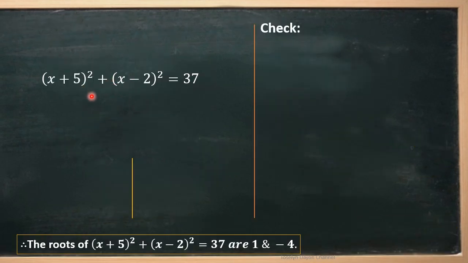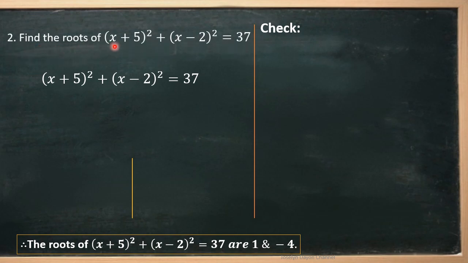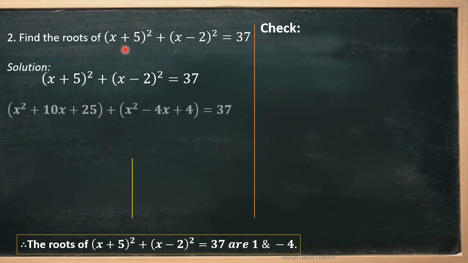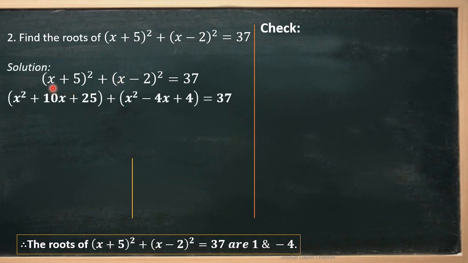Now we will consider the second example. Find the roots of (x + 5)² + (x − 2)² = 37. The given equation is not yet in standard form, so we have to write this first in standard form. We have to expand the binomial expression. So (x + 5)², once we expand this, the answer is a trinomial.